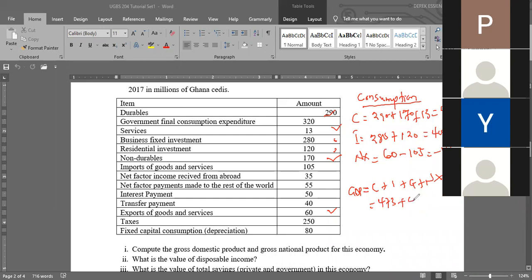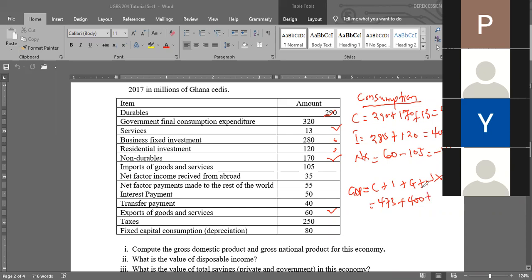Please, does the fixed capital consumption, the depreciation, have anything to do with the GDP? Oh no, please, no. Depreciation is just there to confuse you. Okay, thank you. You're welcome.